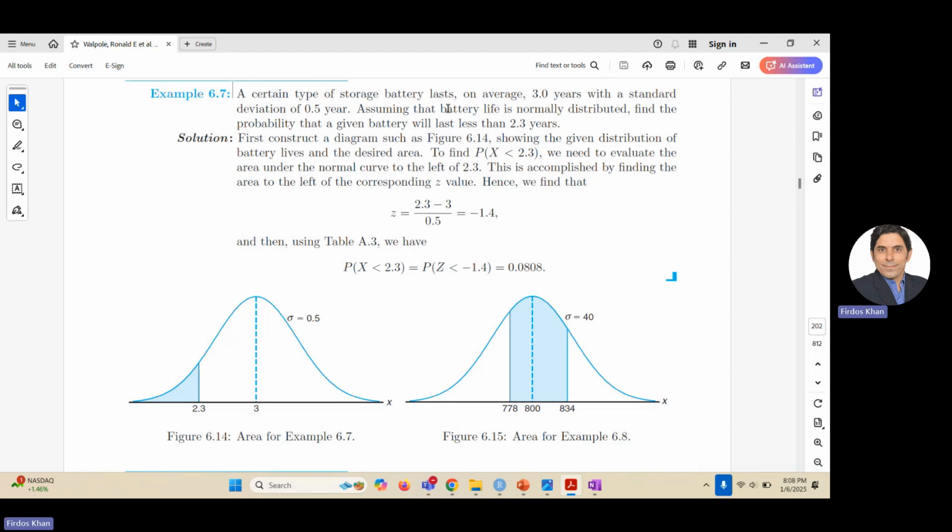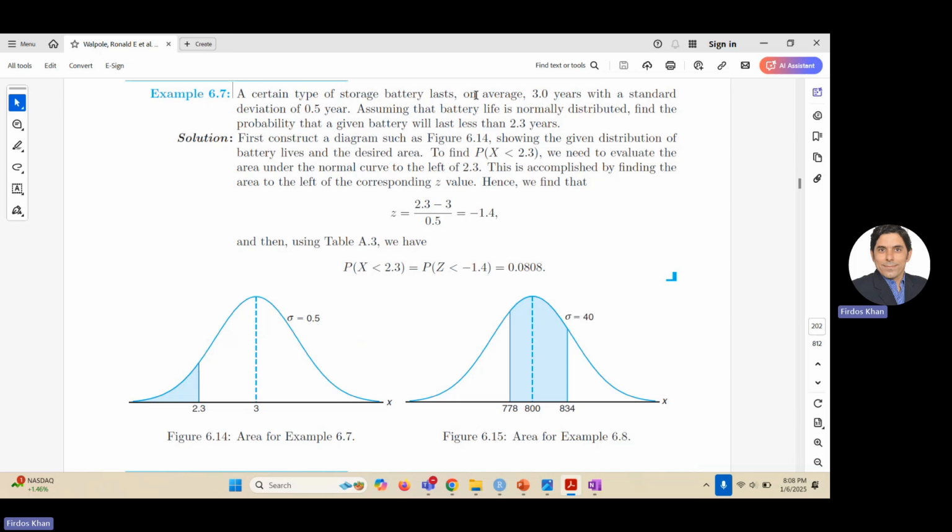Assuming that battery life is normally distributed. So this is the assumption that the battery life is normally distributed. If you have a normally distributed random variable, then you can calculate the standardized normal variable as well, which we call z. Find the probability that the given battery will last less than 2.3 years. So the question is, we need to calculate the probability that the battery will last less than 2.3 years.